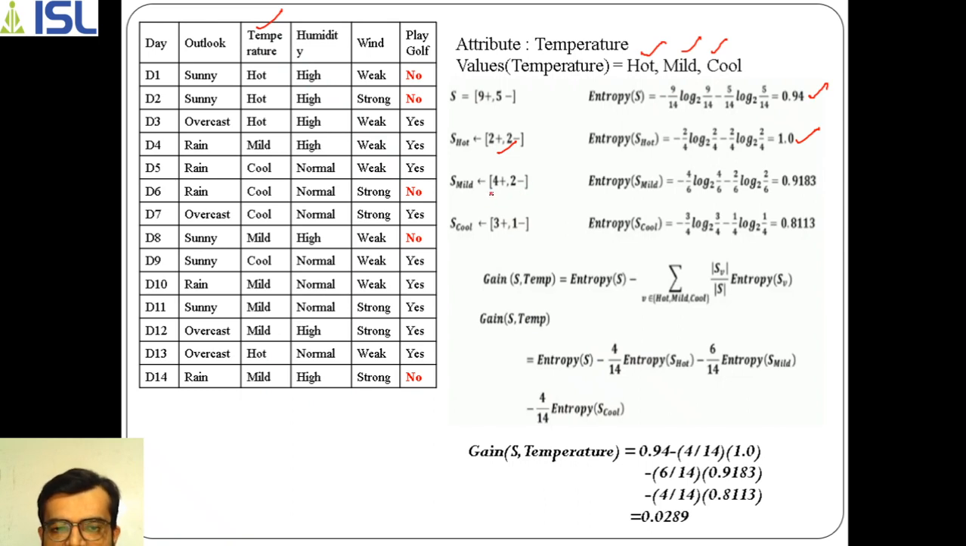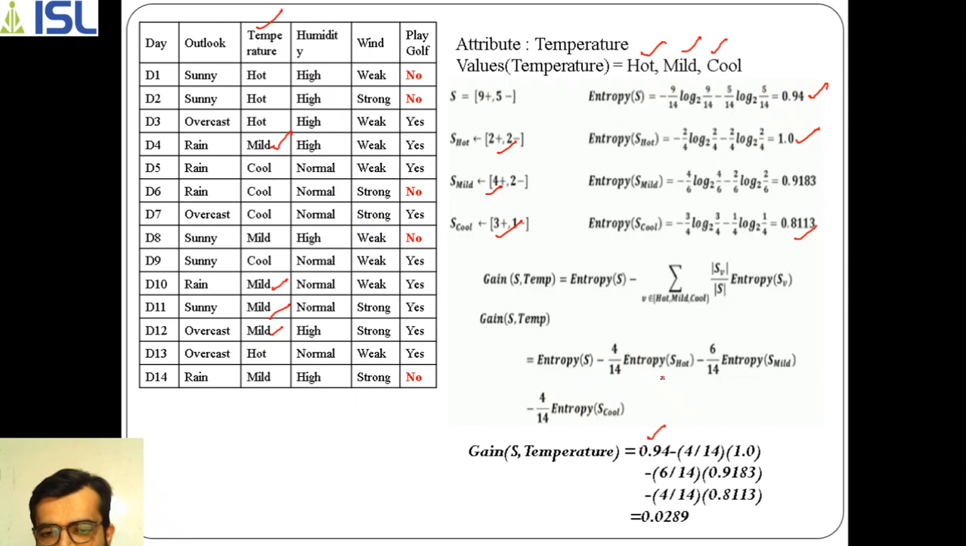But for mild you find that 4 positives and 2 negatives are there. You can see here mild is positive, and here, here and here it is positive, so 4 positives and 2 negatives. Same for cool, 3 positives and 1 negative. If you substitute, you will get 0.8113. Now for the information gain, in the same way as previously, entropy of S, which is 0.94, minus 4 by 14.